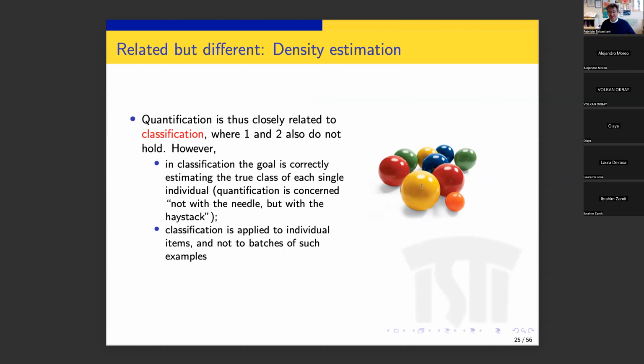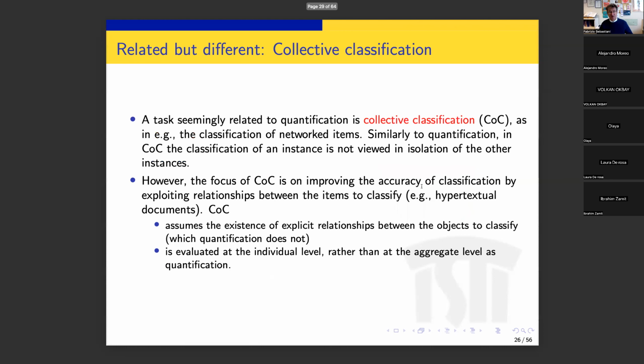So quantification is certainly more closely related to classification, where the two previous properties do not hold. The difference is that, in classification, the goal is correctly estimating the true class of each single individual. So quantification is concerned not with the needle, but with characterizing the haystack, and also classification is applied to individual items and not to sets, not to batches of such examples. Batches that we actually call samples in quantification terminology.